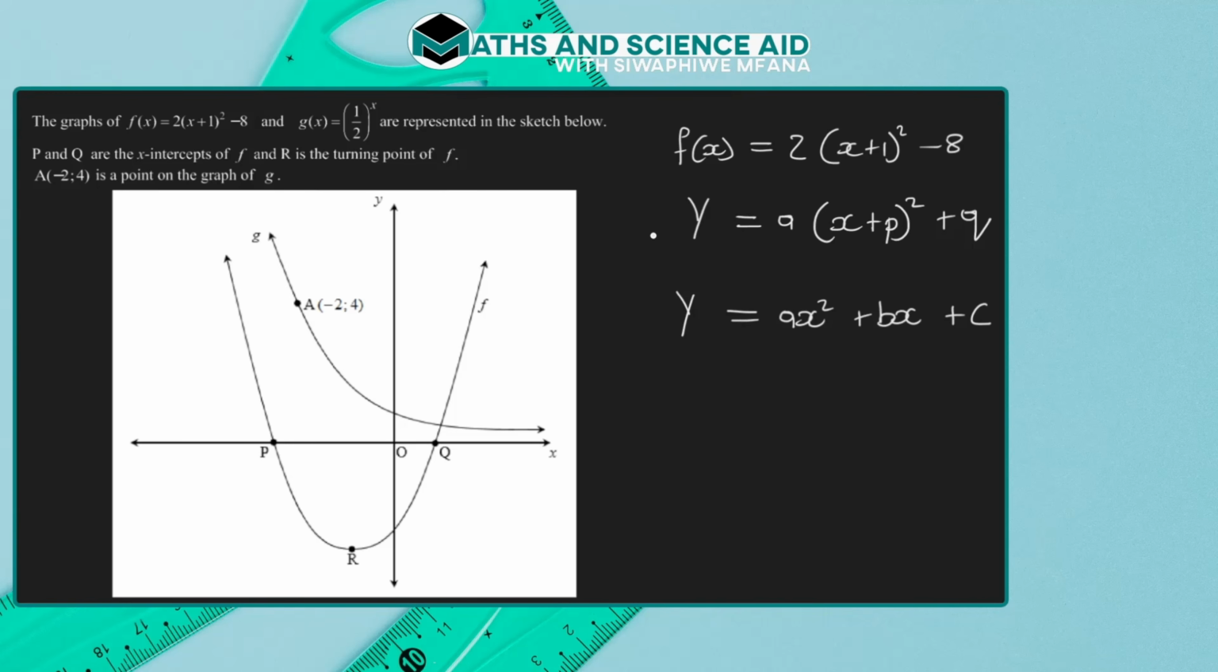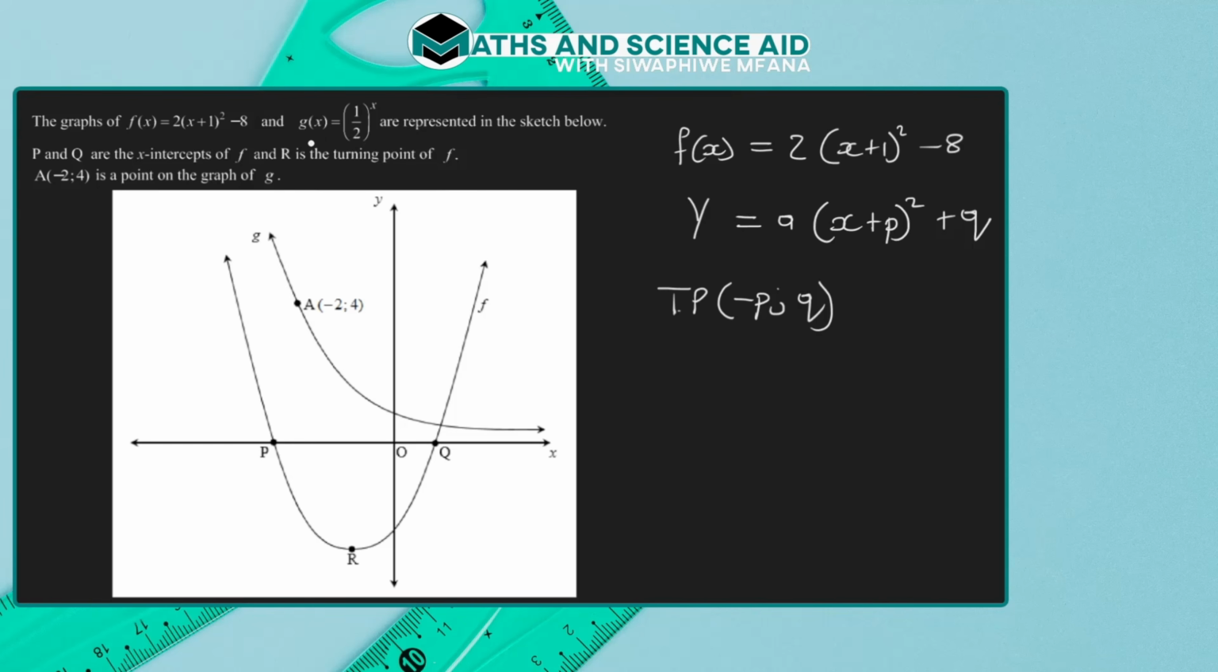So presenting a quadratic function or equation in this format has got its advantages. For example, in this format, the turning point of the quadratic function is simply given by negative p and q. So we take the value of p here and change its sign for the x value, and for the y value we just simply take the value of q as it is. And so this is one of the primary advantages of this format.